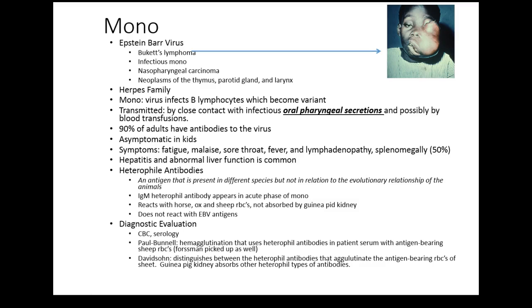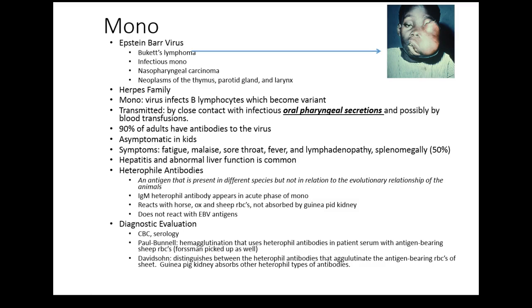All right, mono is next. So mono is caused by the Epstein-Barr virus. Epstein-Barr virus can cause a number of things, right? It can cause Burkitt's lymphoma, infectious mono, nasopharyngeal carcinoma, and neoplasms of the thymus, parotid gland, and larynx. It's from the herpes family, and it's transmitted by contact with oropharyngeal secretions or possibly blood transfusions. 90% of adults have been exposed to it, so therefore they have antibodies to the virus.